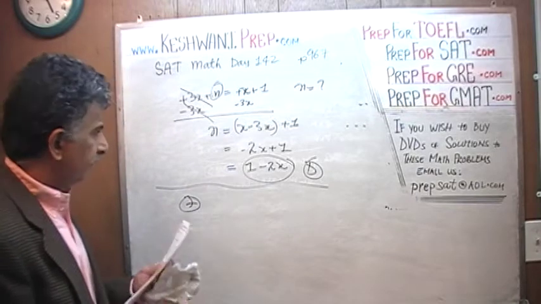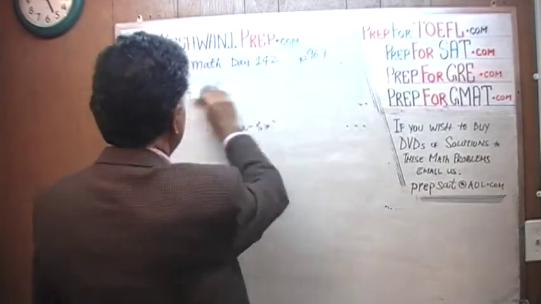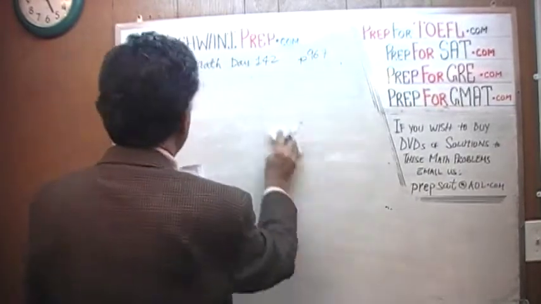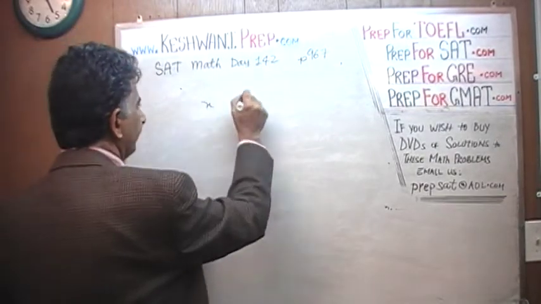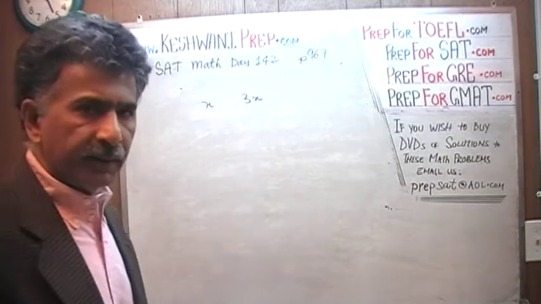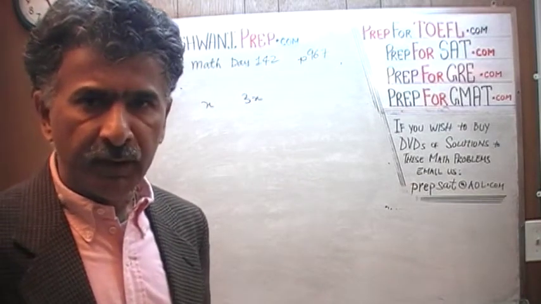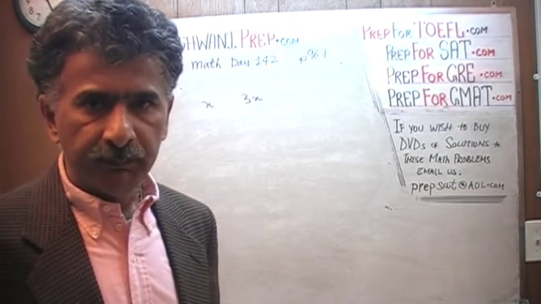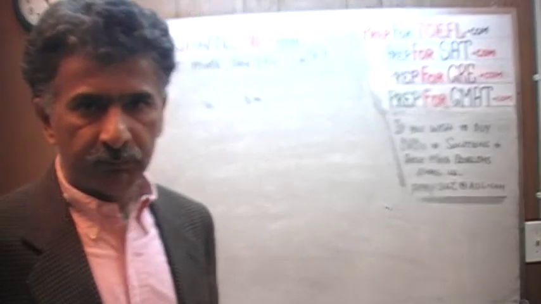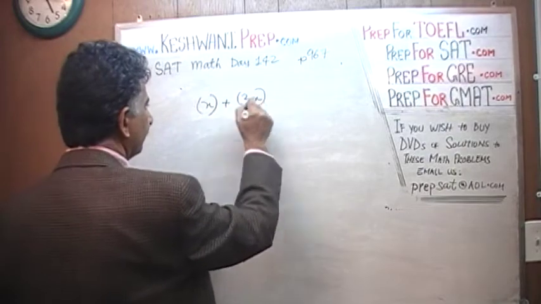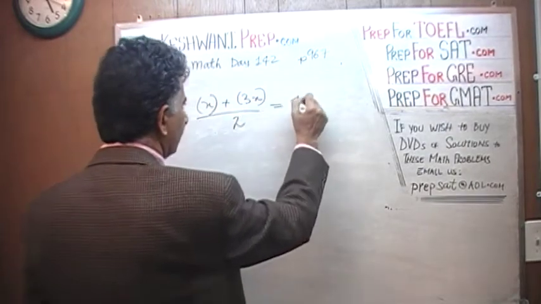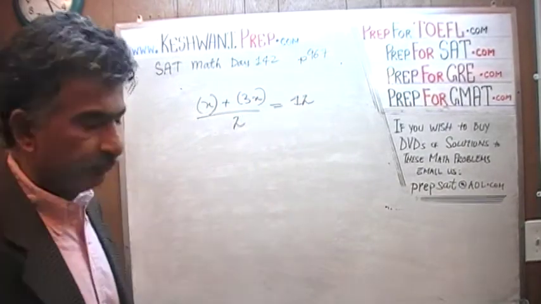In number 7 they tell us that we have two numbers, x and 3x, and we are told that their average is 12. Well, how do we find the average of two numbers? We add them up and divide by 2 because there are two of them. So let's do that. x plus 3x divided by 2, and that has to equal 12 because that's what we are told their average is.